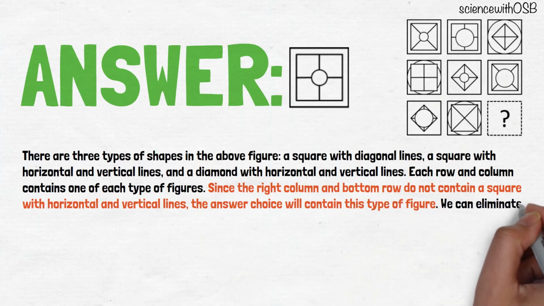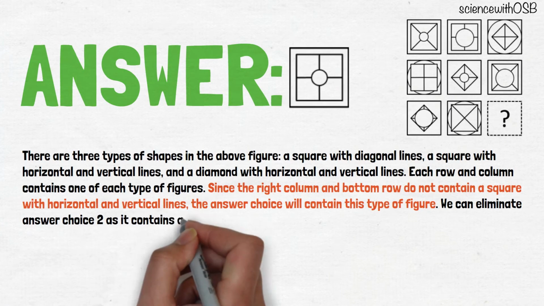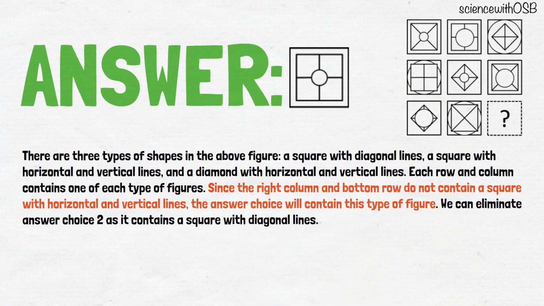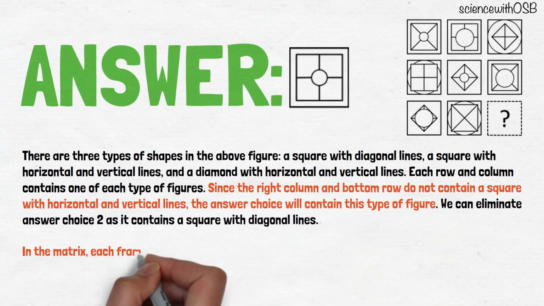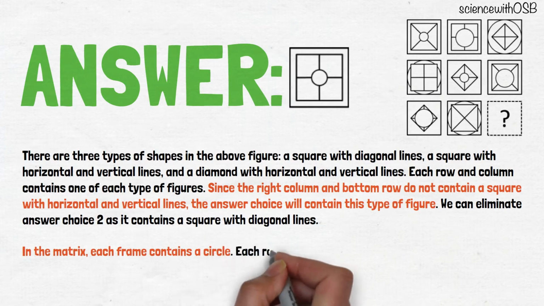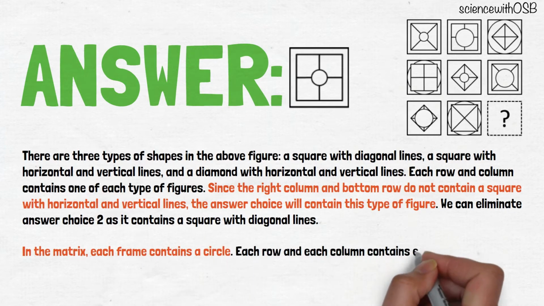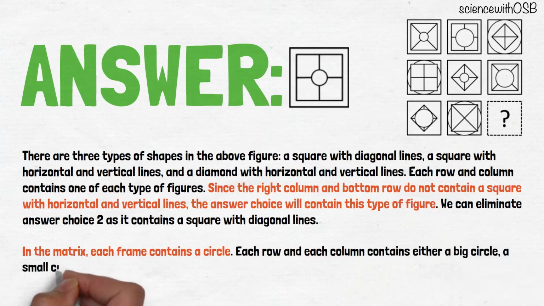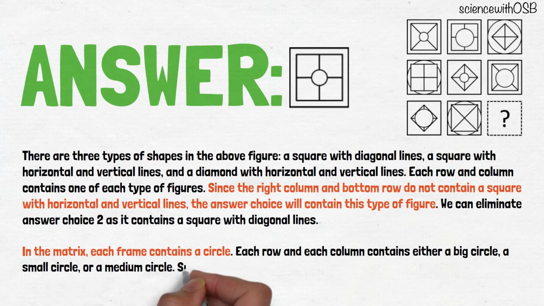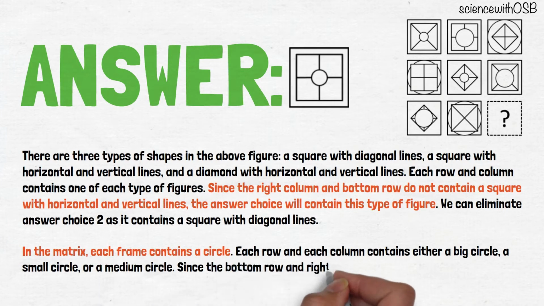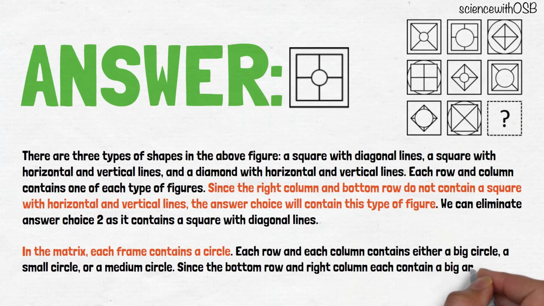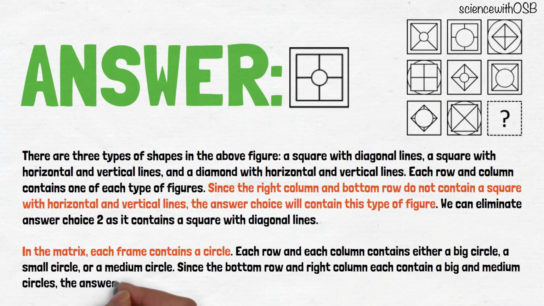We can eliminate answer choice 2 as it contains a square with diagonal lines. In the matrix, each frame contains a circle. Each row and each column contains either a big circle, a small circle, or a medium circle. Since the bottom row and the right column each contain a big and medium circle, the answer choice will contain a small circle.